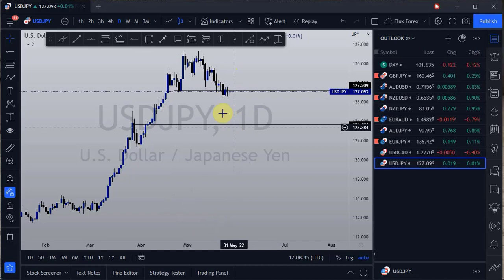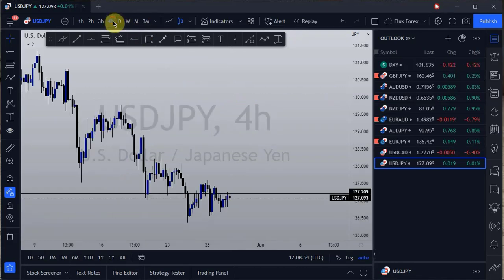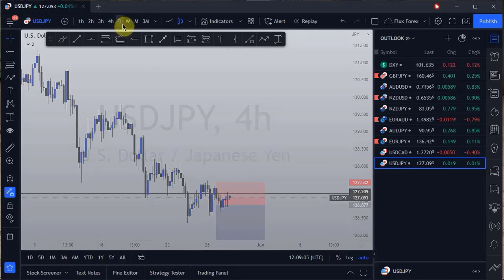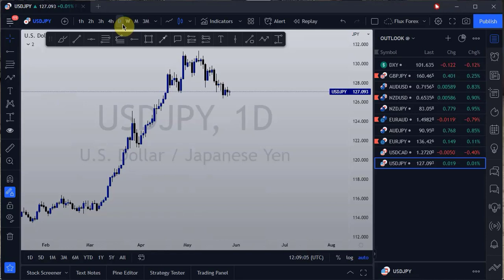I'm bearish on this pair. Right, so going into this week, I want to see price push to the downside. All right, yeah, so that is that for USDJPY going into this week.